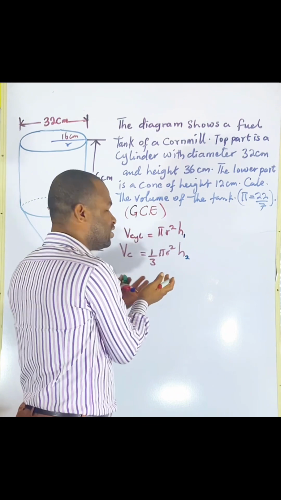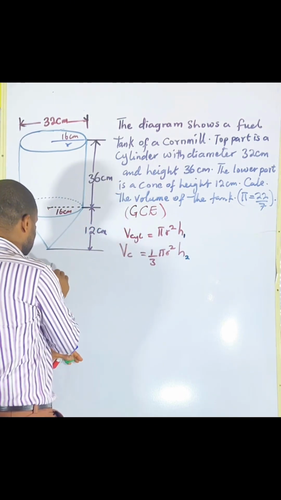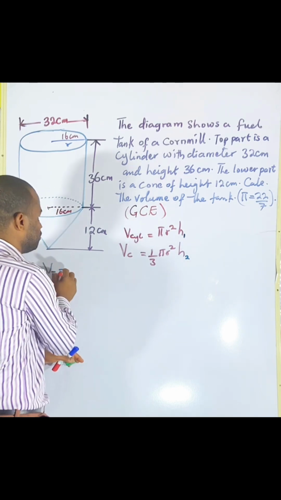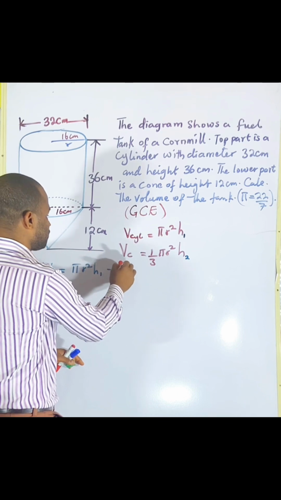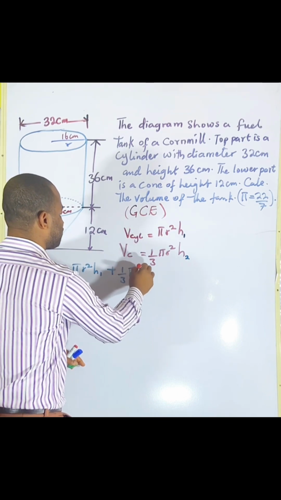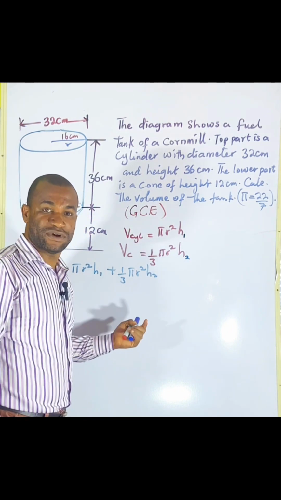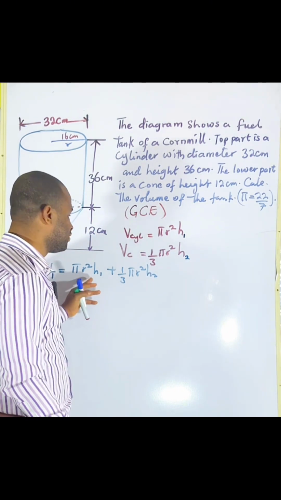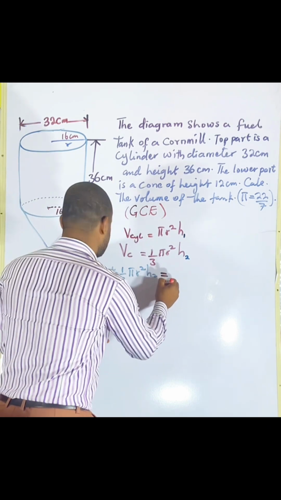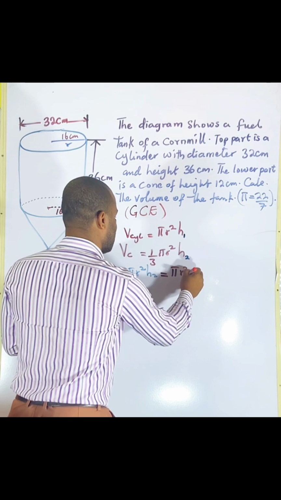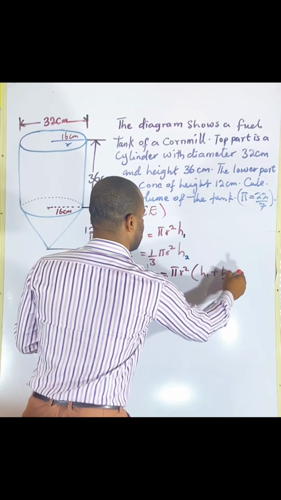So when I combine these two formulas, the total volume, Vt, is going to be equal to pi r squared h1 plus 1 over 3 pi r squared h2. If I factorize the pi and the r squared, which are the same in both of these equations, I'm going to have pi r squared, bracket, h1 plus h2 divided by 3.